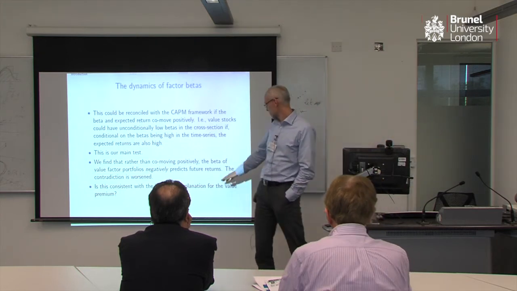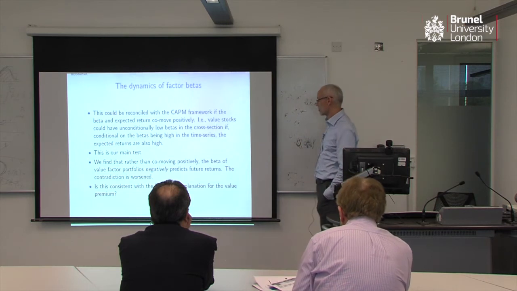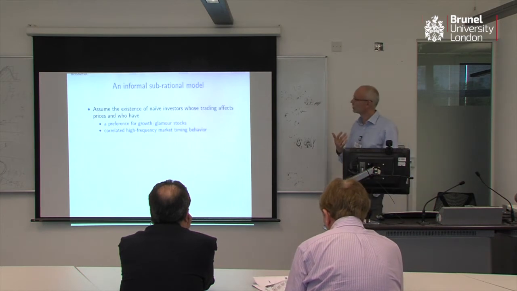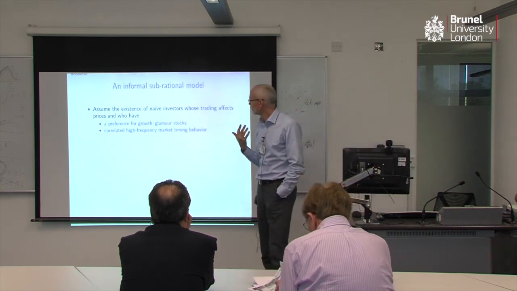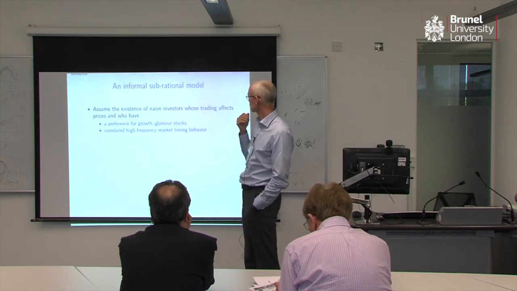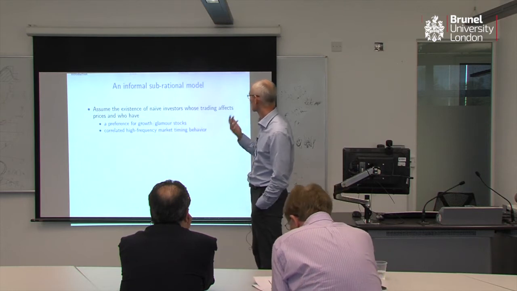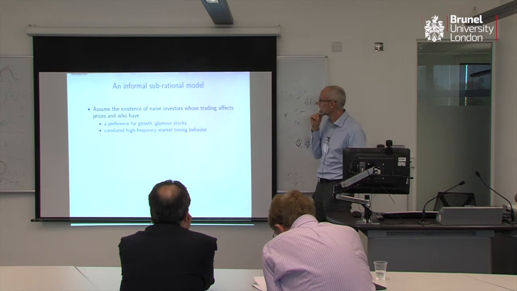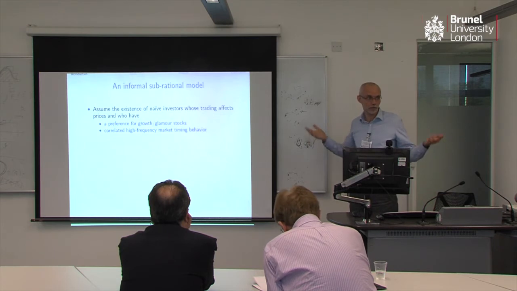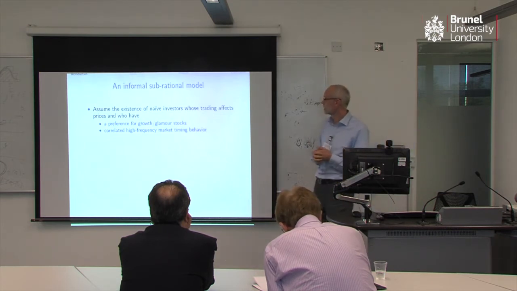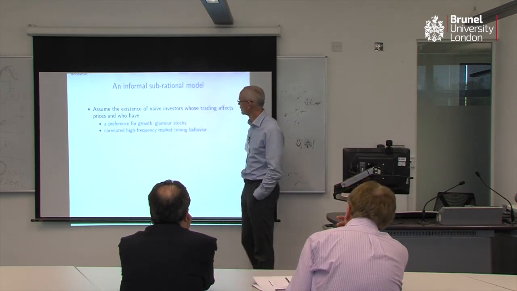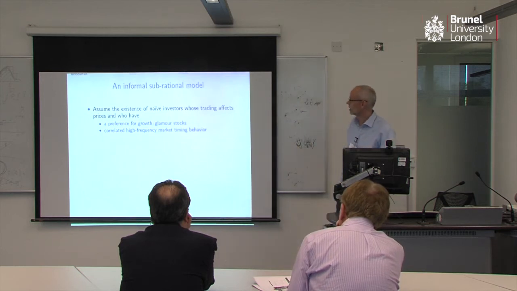The question then is whether that is consistent with any sub-rational, behavioral explanation for the value premium. I'll sketch a very informal sub-rational model that we argue would be consistent with the data. So let's assume the existence of naive investors whose trading affects prices. The premise is that their trading affects prices, otherwise there wouldn't be an anomaly. And they have a preference for growth, sometimes called glamour stocks. This is, again, just a premise.